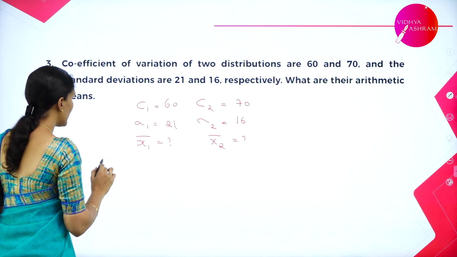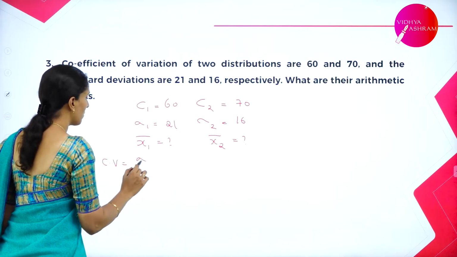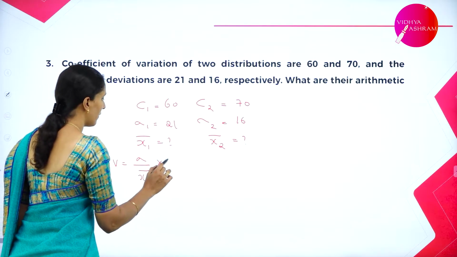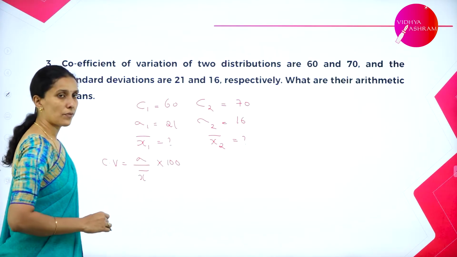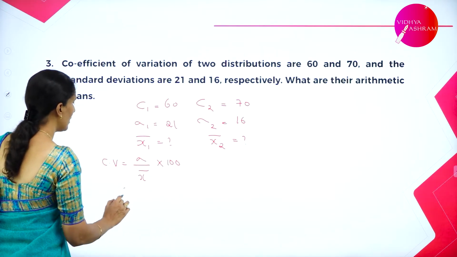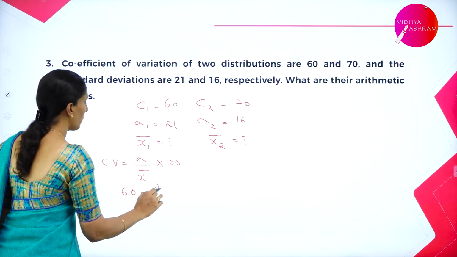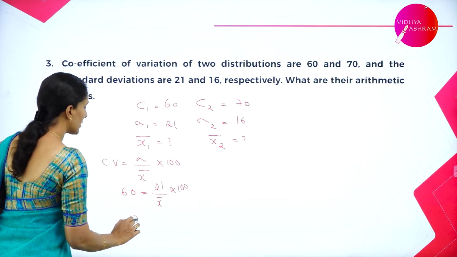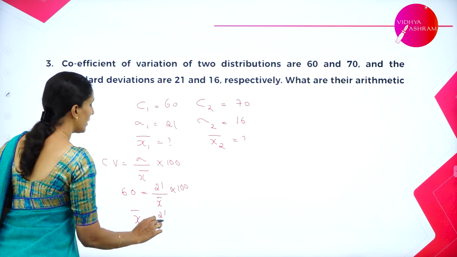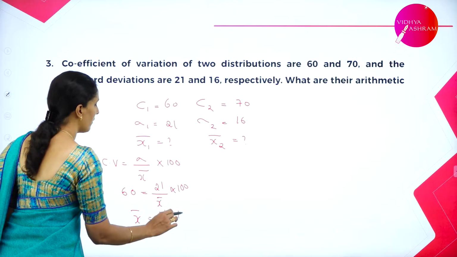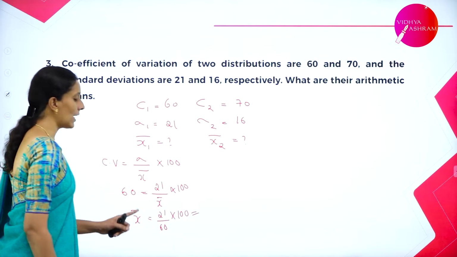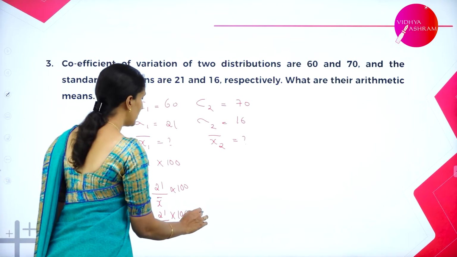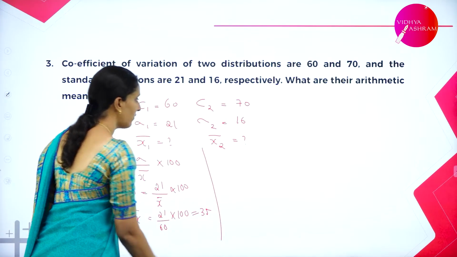We know the formula, CV is equal to sigma divided by x bar into 100. Using this formula, for the first one we can write 60 is equal to 21 divided by x bar into 100, or x bar is equal to 21 by 60 into 100. When you calculate, the value will be equal to 35. So this is for the first case.